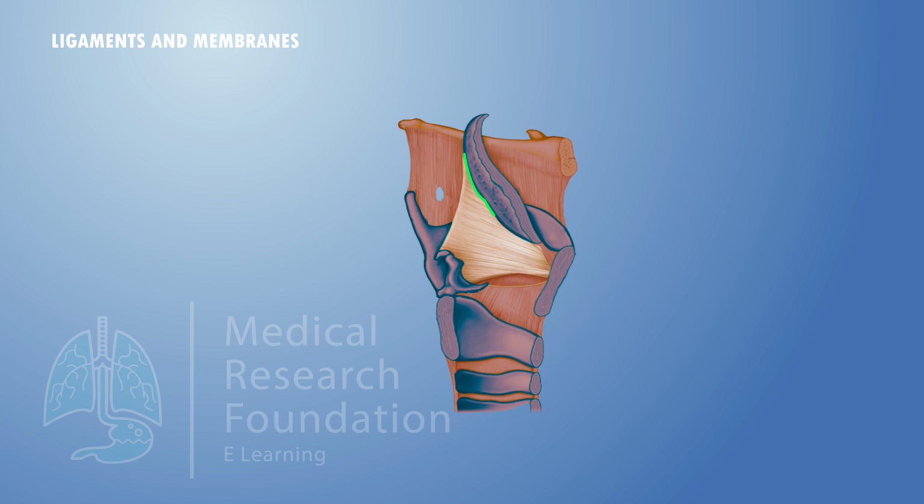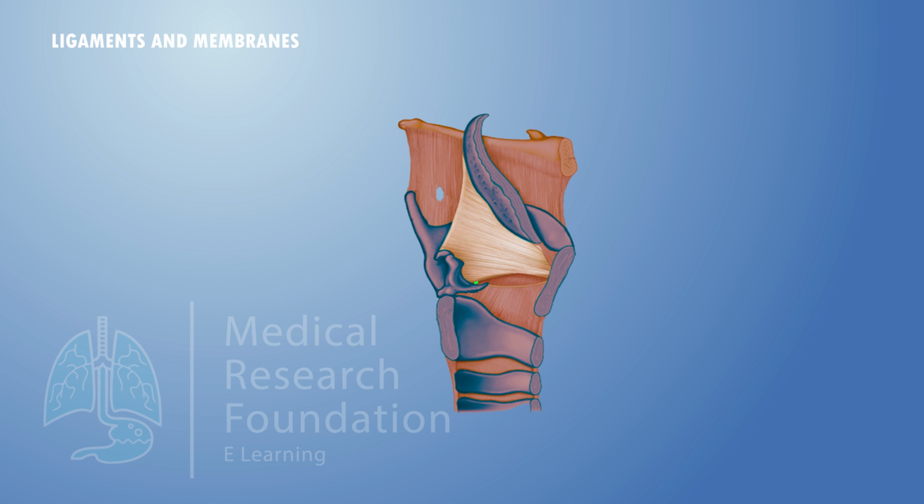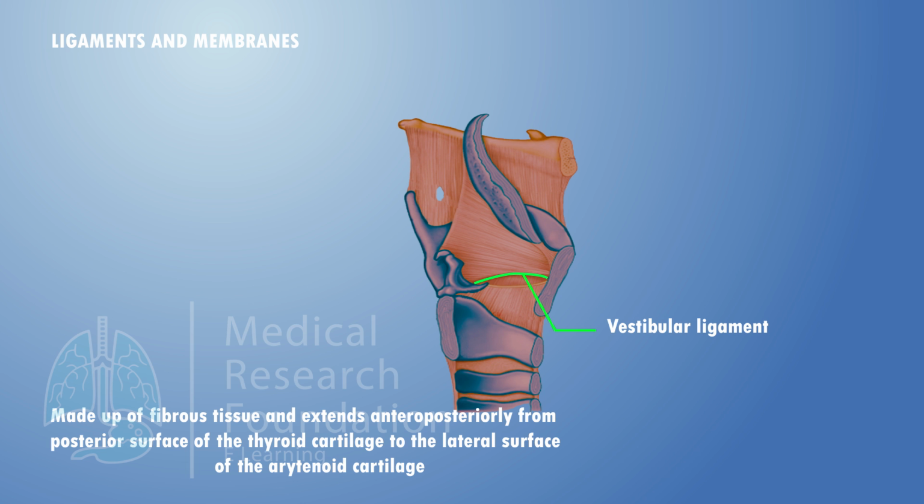Quadrangular membrane extends from sides of epiglottis to the arytenoids. Its lower edge is free and attached anteriorly to the posterior surface of the thyroid cartilage, above the cricothyroid membrane, and posteriorly to the lateral surface of the arytenoid cartilage, in front of muscular process. Its lower edge is thickened to form the vestibular ligament. Vestibular ligament is made up of fibrous tissue and extends antero-posteriorly from posterior surface of the thyroid cartilage to the lateral surface of the arytenoid cartilage.